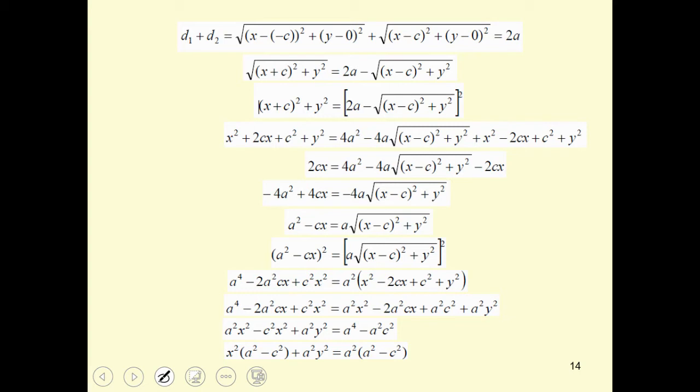Then we factor out x squared here, so that a squared minus c squared comes out. Okay? So what remains, we cancel out a squared on both sides.